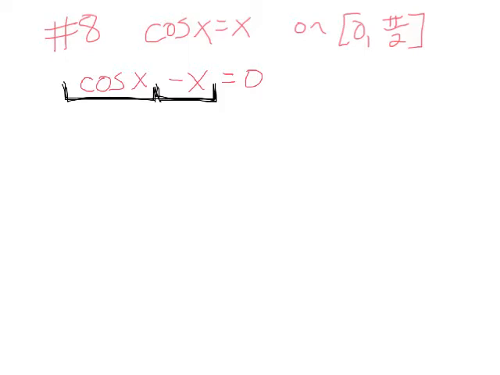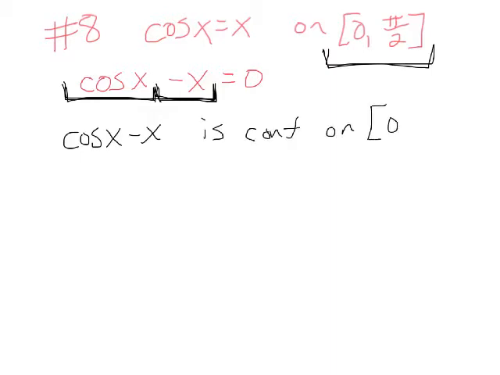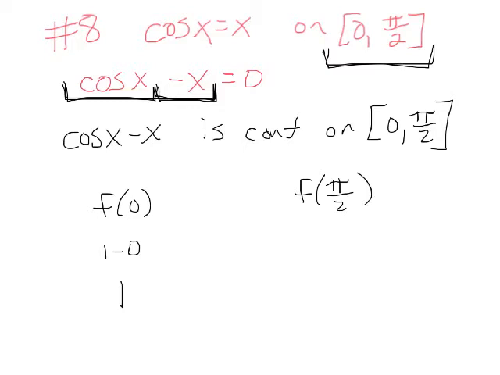So we can say that we have continuity on this window. So the conditions of IVT are met. Cosine of x minus x is continuous on 0, pi over 2. So now what we need to do is evaluate our endpoints, and f of 0 is, cosine of 0 is 1, so we have 1 minus 0, or 1. And f of pi over 2 is, cosine of pi over 2 is 0 minus pi over 2, which is negative pi over 2.